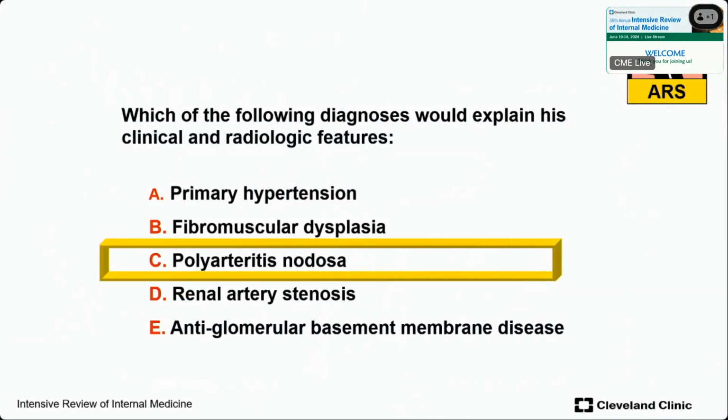So fibromuscular dysplasia and renal artery stenosis tend to affect the large vessel, typically the renal artery. And antiglomerular basement membrane disease affects the glomerulus, the smallest vessel. So the only vessel here that would affect the medium-sized vessel is polyarteritis nodosa.